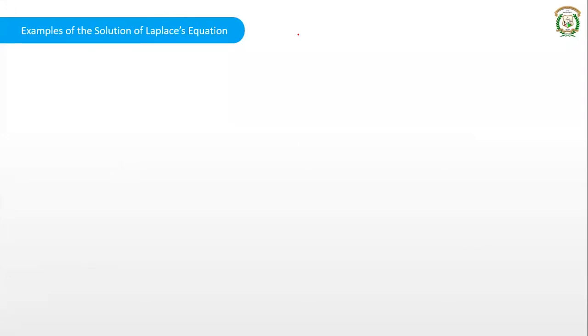We have also seen the uniqueness theorem, where we saw that if a solution of the Laplace equation satisfies the boundary conditions, then that solution is unique, even though it is a second order differential equation. We took two solutions and found that both are equal. That means the solution is unique. Today we will see some examples of the solution of Laplace's equation.